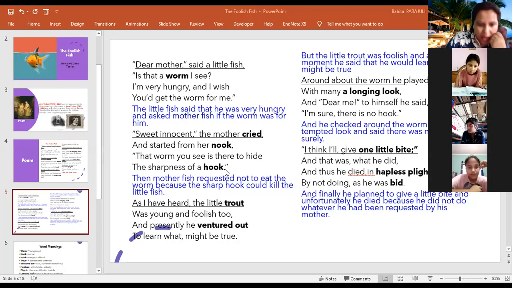Mother fish. Yeah, and she said, the mother fish requested not to eat the worm because the sharp hook could kill the little fish, and she was very experienced in that.